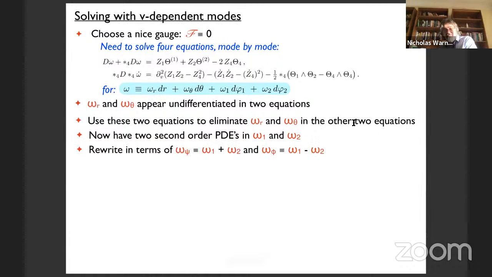The next thing you do, which is the smart thing that we discovered, is you write it in terms of the sums and differences of omega 1 and omega 2. Because this is actually what I call omega psi.